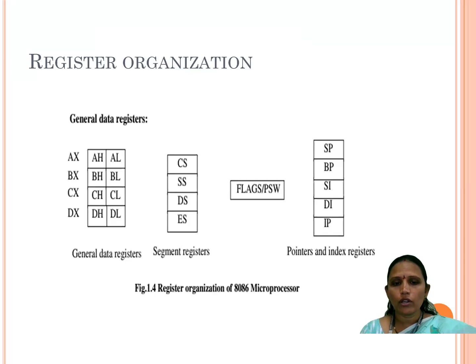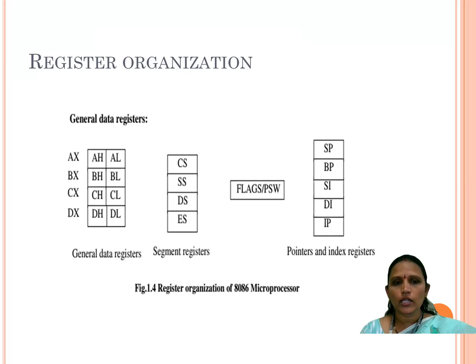So all of this together, we can call it the register organization. This can be represented as the register organization of the 8086 microprocessor. In that, the first group consists of the general purpose registers, or general data registers. The 8086 consists of 4 general purpose registers, that is AX, BX, CX, and DX. The AX is the accumulator register. This is a 16-bit register.